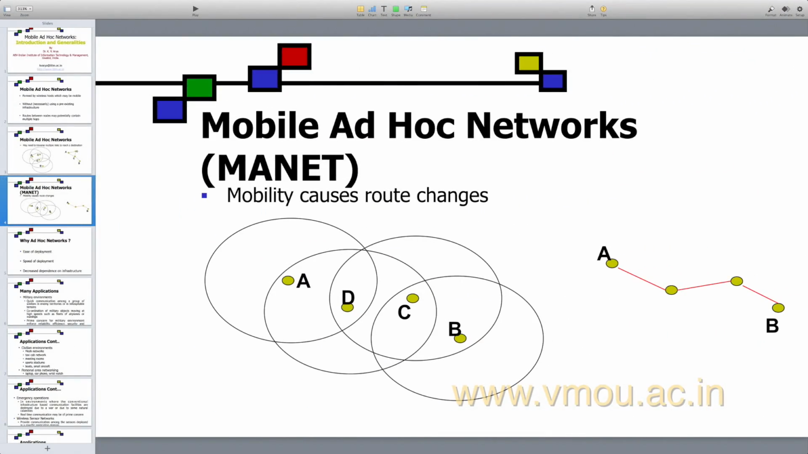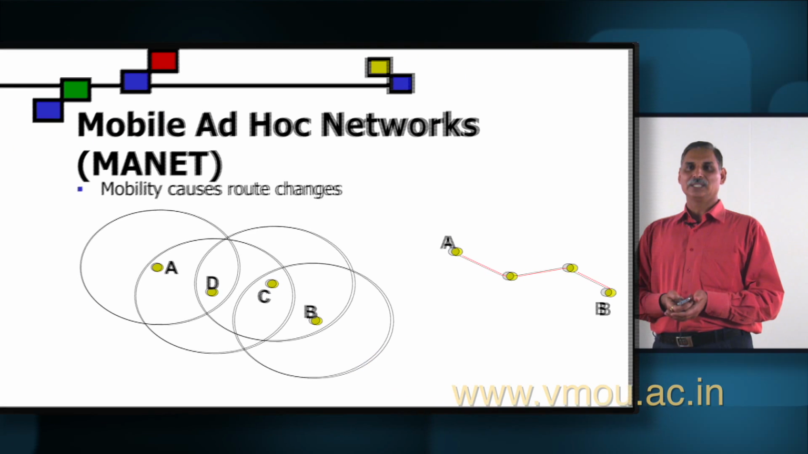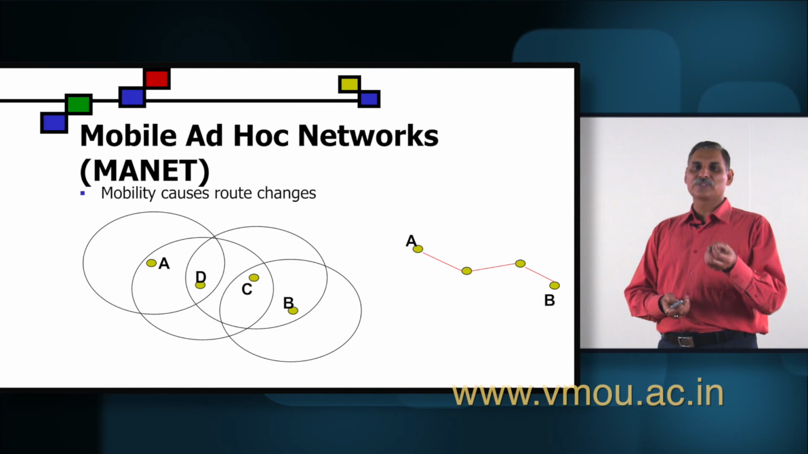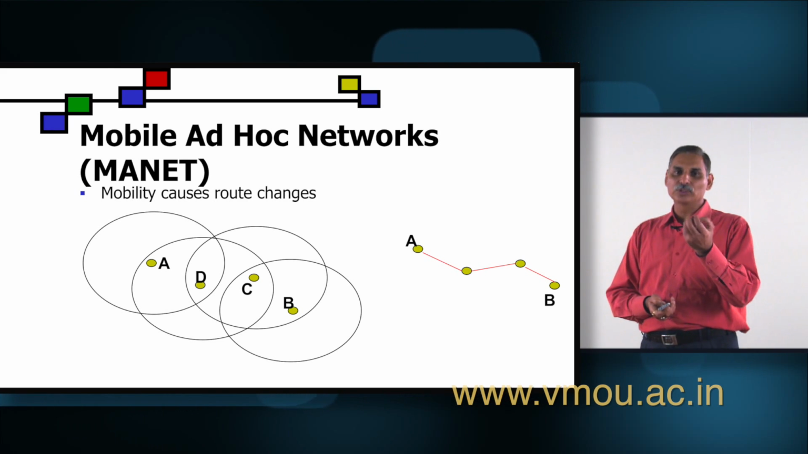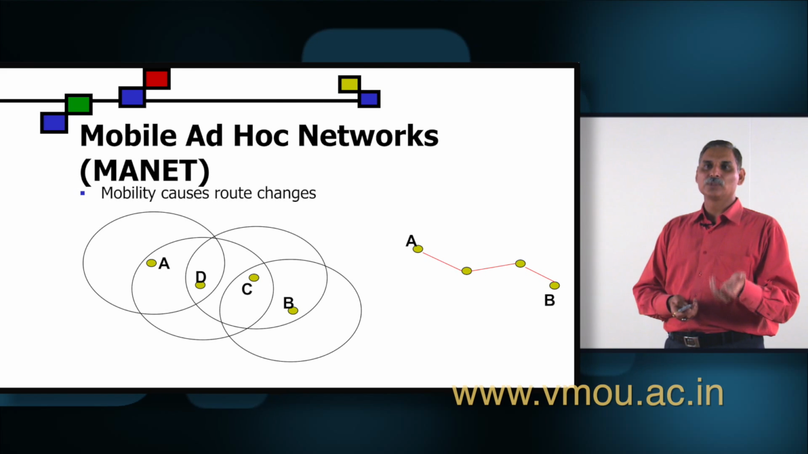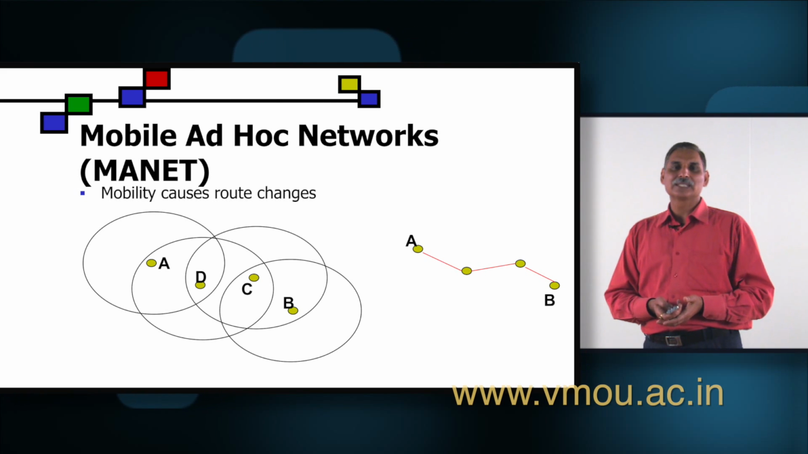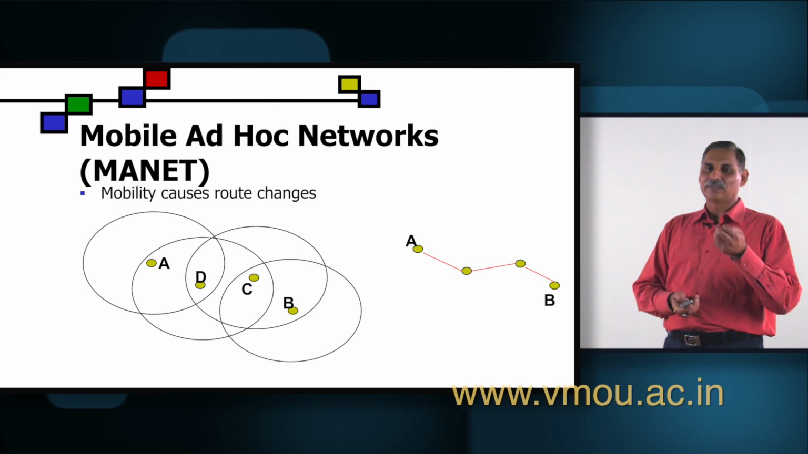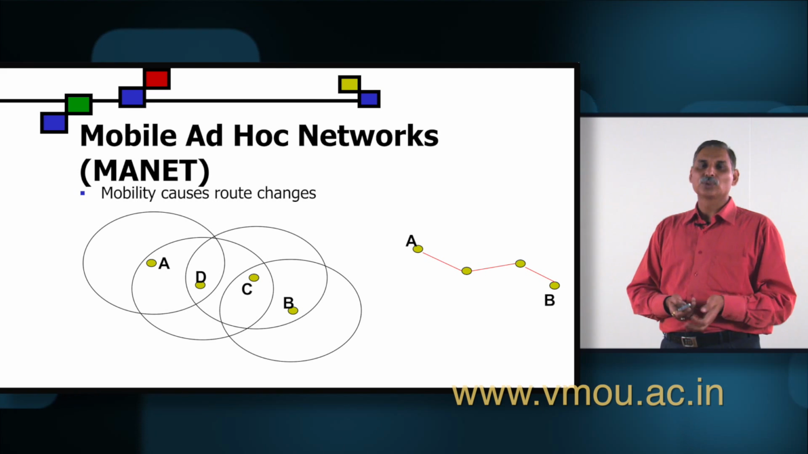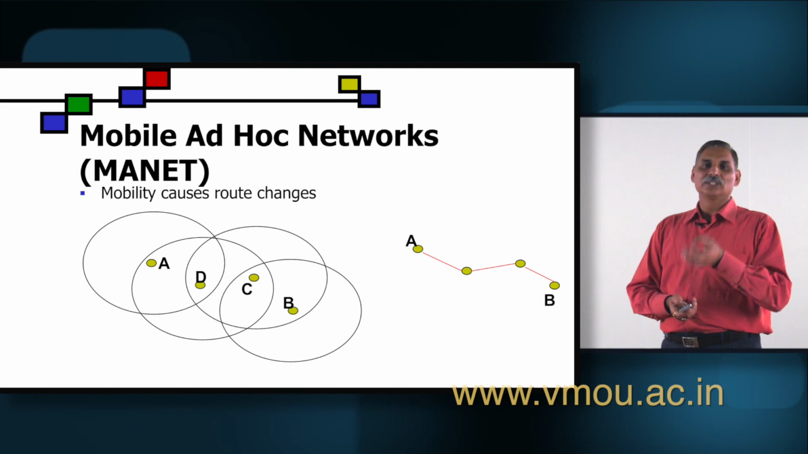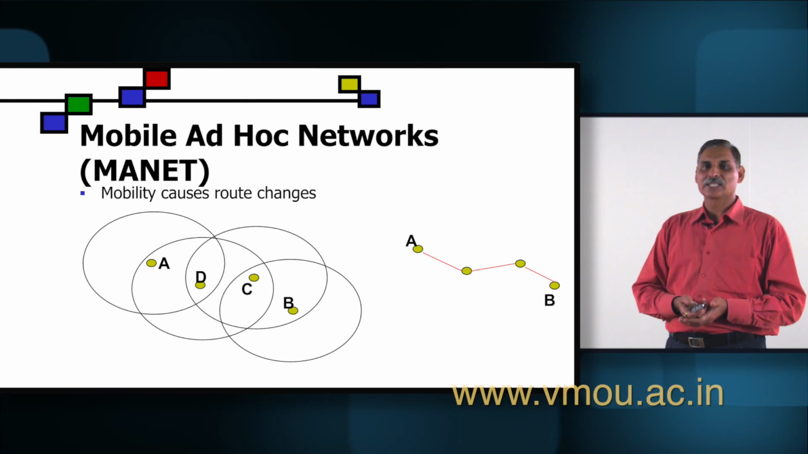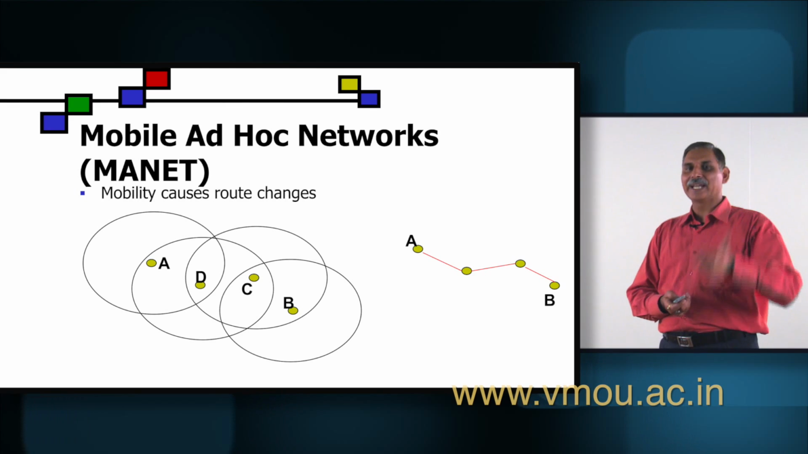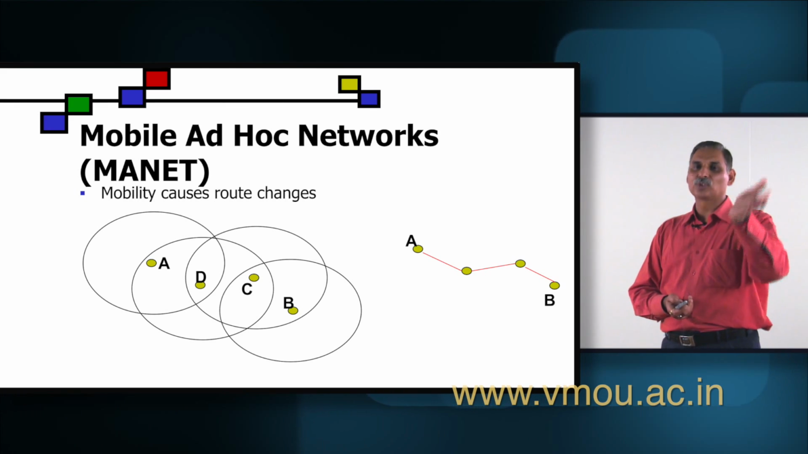In mobile ad hoc networks, mobility causes route change, because as we know every node is mobile in this network. So, a node which was part of my route may move out of the network. When it moves out of the network, it will disrupt the path from source to destination. In that case, we should have a mechanism for finding another route, so that the source can send the required information to the destination. Like we can see in this case, suppose D has moved out of the network. So, we have to find another path.